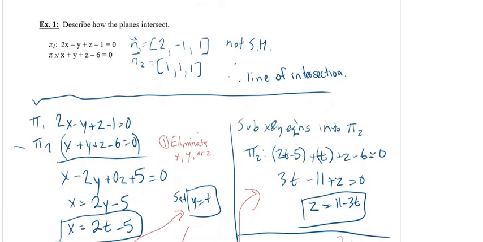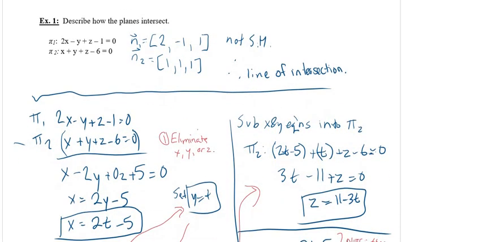So example 1 asks us to describe how the planes intersect. So we have these two equations here, and we don't know really what to do with them, but we already said that if we examine the scalar multiples, then we can get some more information. So that's what we're going to do. So I've started here by writing out our normal vectors, which again is just our a, b, c values from our equations, and that tells us our normal vectors.